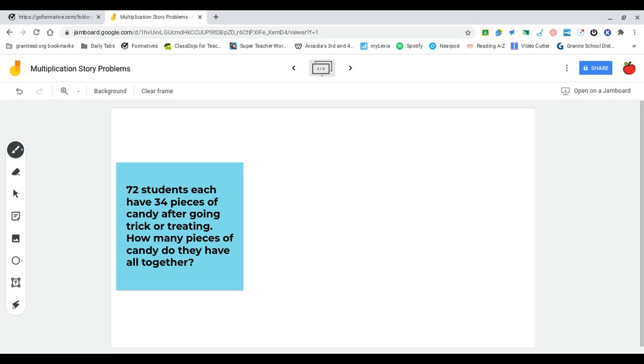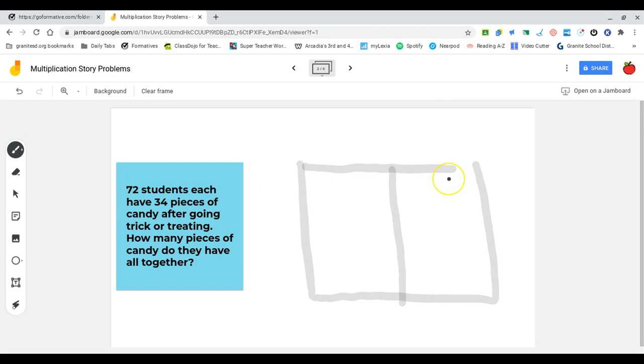The first thing I want to do is make my box. And 72 is a 2-digit number, so I have 2 boxes for that. Then on the other side, 34 is a 2-digit number, so the same thing. So this is where I should be for now. So now I'm going to use expanded form to split up 72 into two different numbers. So that is 70 plus 2 in expanded form. And then down this other side, I'm going to do 34, which is 30 and 4.